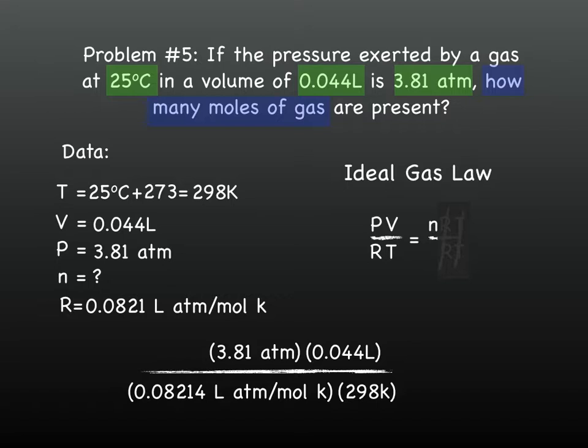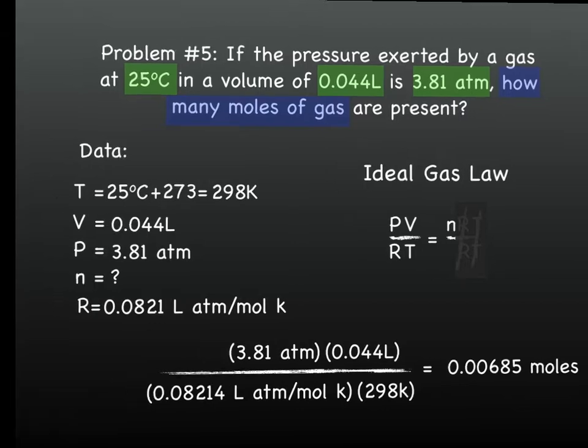What we have here, the atmospheres will cancel. You have atmospheres on top, atmospheres on the bottom. And then the Kelvin will cancel, and then the liters will cancel. So the only units we have are moles. Once you do the math here, you're going to take 3.81 times 0.044, get an answer for that. And then in parentheses, 0.0821 times 298, get an answer for that. Then it becomes top divided by the bottom.